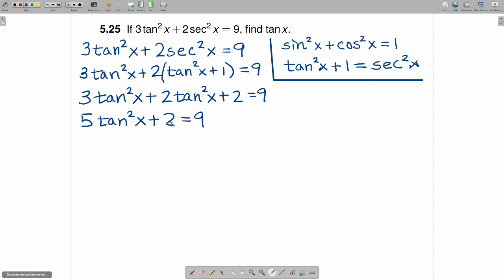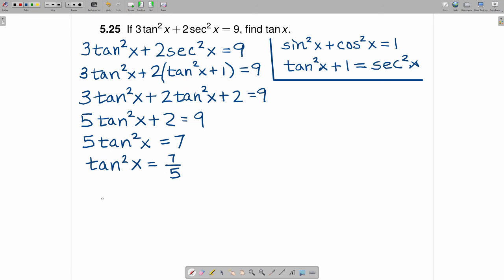Next thing we can do is subtract 2 from both sides of this equation. When you subtract 2 from the left-hand side of the equation, you get 5 times the tangent squared of x. When you subtract 2 from the right-hand side of the equation, you get 7. Next step, we can divide both sides of this equation by 5. When you divide the left-hand side of the equation by 5, you get tan squared x. When you divide the right-hand side of the equation by 5, you get 7/5.